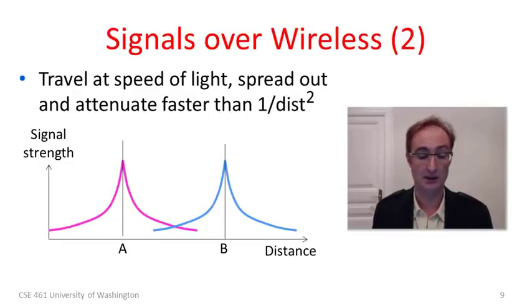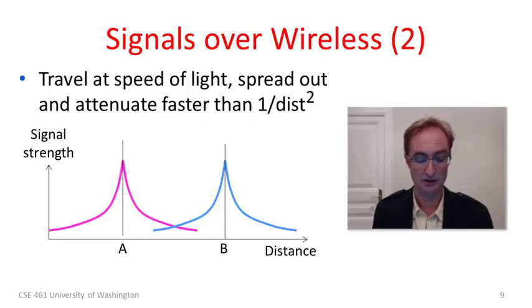A second effect is that these signals propagate. They travel at near the speed of light as they're going through air. They spread out, and as they spread out, they're attenuated. The energy has been spread over a greater volume. The attenuation is at least as fast as 1 on the distance squared. You might wonder why that is. Well, the surface area of a sphere is 4 pi r squared. So the energy has been spread out over an area like 1 on r squared. You don't need to understand too much of that. Just know that the attenuation is fairly rapid for wireless.